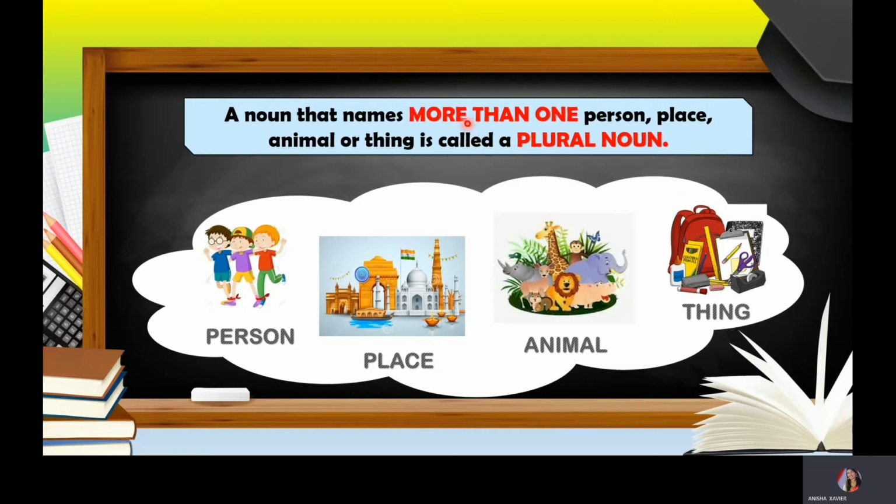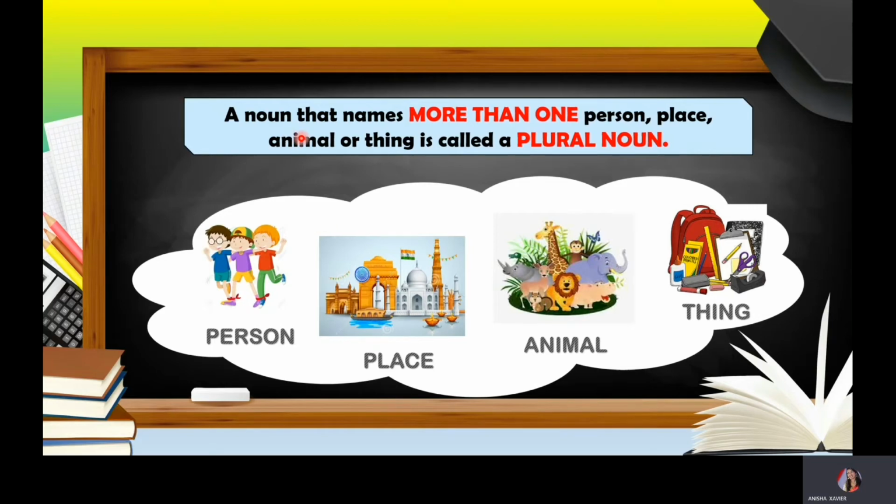Here also we have more than one thing. Let's count and see. 1, 2, 3, 4, 5, 6, 7, 8, 9, 10, 11, 12, 13, 14, 15, 16. There are 16 things over here. So this is also a plural noun.